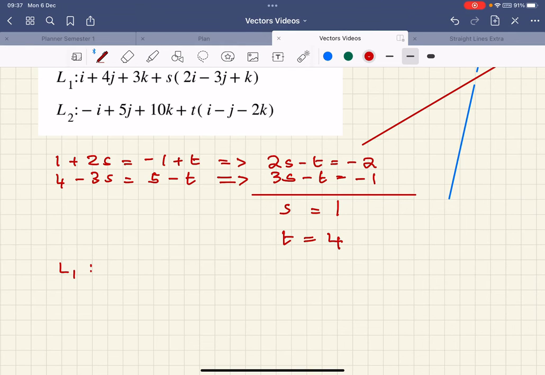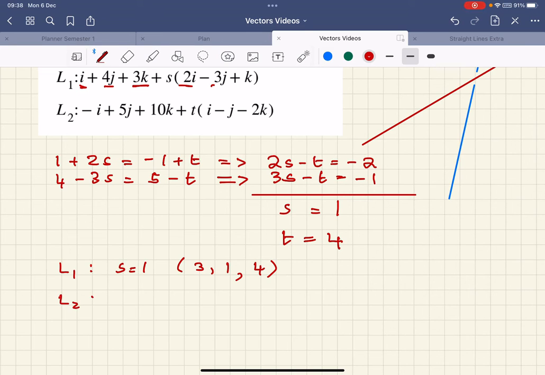So for L1, I'm going to use s equals 1. So I'm going to have 1 here plus 2 here. That's going to give me 3. Then I've got 4 minus 3 gives me 1. And finally, I've got 3s plus 1. That's going to give me 4. So that looks like the coordinate where they would intersect.